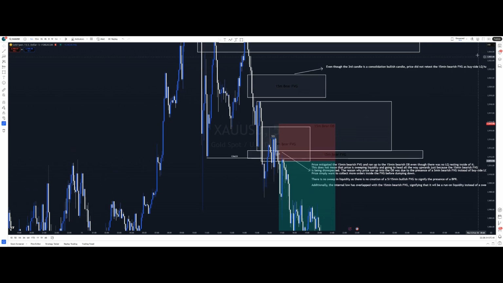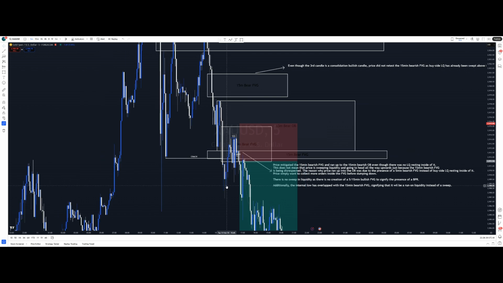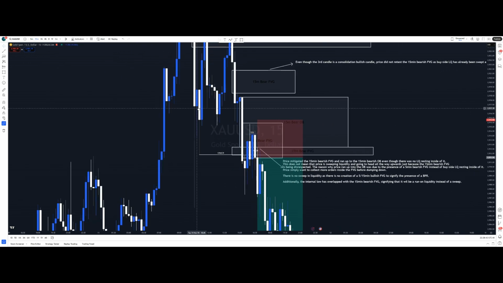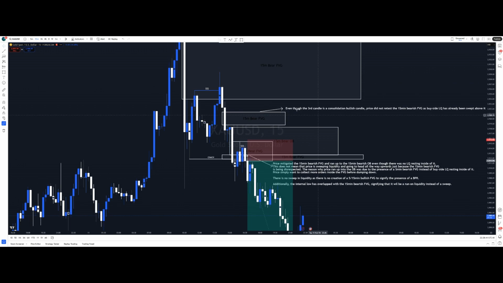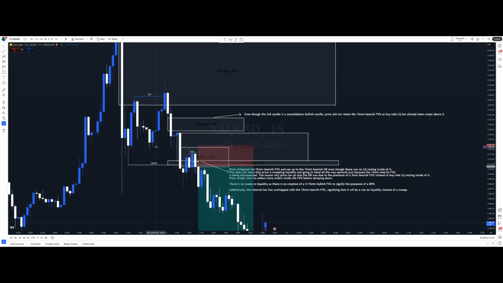So how can you find entries? Now we're on the 15-minute. On the higher time frame, we can see a sweep and a change of character, and then a retest. Right? Sweep, change of character, retest, provided there isn't any opposing imbalances that's stopping us from taking the trade. So sweep, change of character, and retest.